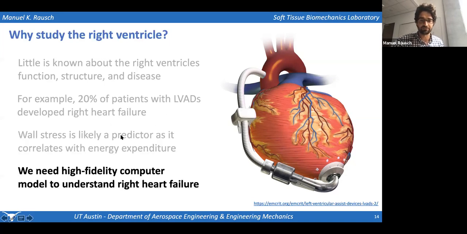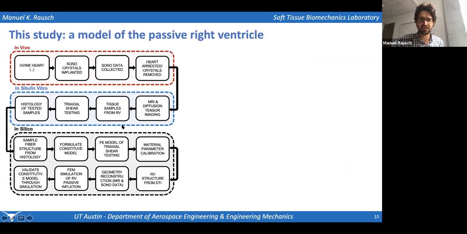right ventricular heart failure. So our motivation here was to say, we really need a high-fidelity computer model to back out these wall stresses that aren't accessible through imaging or standard clinical techniques. To do so, we developed this pipeline, which I'm showing here on the left, and I'm using it to talk you through our project. You see there's an in vivo component, an in situ and in vitro component, and then the modeling part. We start out by studying sheep.